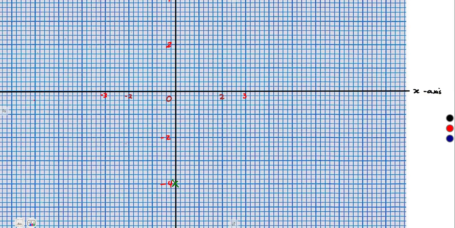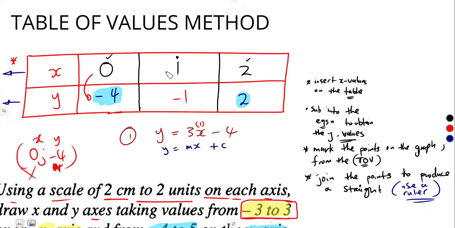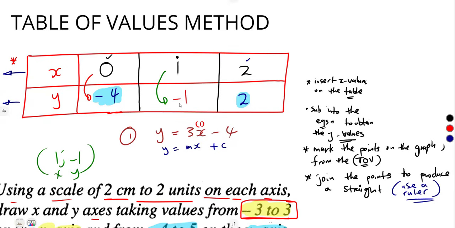You mark that point. You can use an x or a plus. It's not a problem. All right. So that's our point 0 minus 4. We move on. 1 minus 1, the next point. When x is 1, y is -1. So that's a point, x is 1, y is -1.